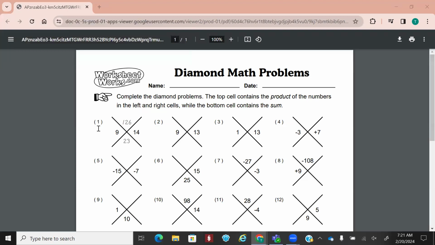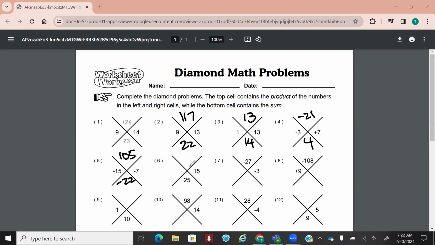Okay. All right. So on here, what'd you get for number 2 in the top? 117. And what'd you get for the bottom? Okay. And then on the next one, -21. And then what'd you get on the bottom? -3 plus 7 is 4. Okay. Make sure you pay attention to your signs. All right. What about -15 times -7? What is it? Okay. And then what's on the bottom?